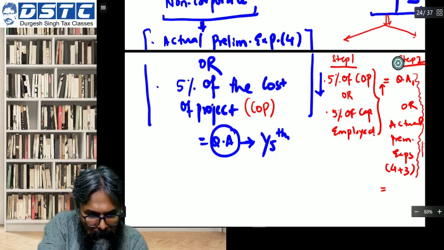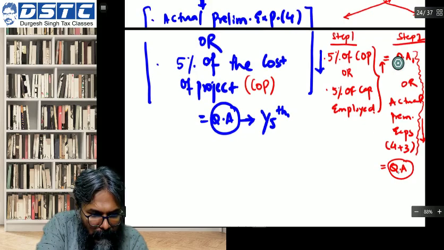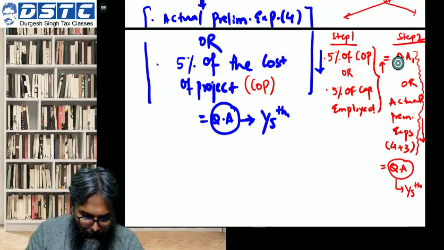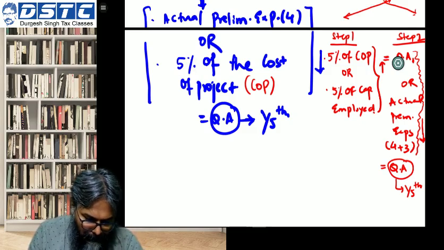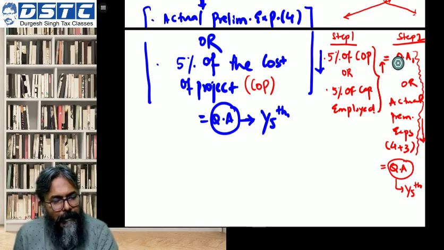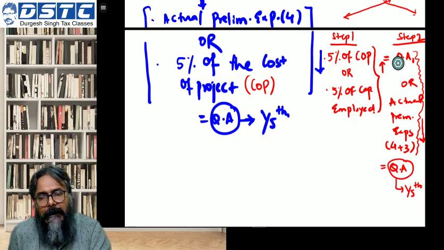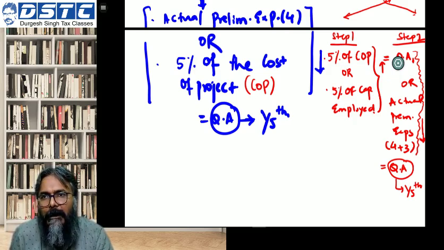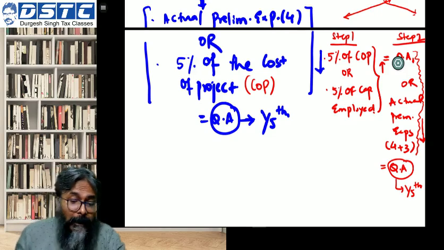Whichever is the lower amount will be the qualifying amount of this 1/5. So step 1, for a company, 5% of the cost of project will be compared with 5% of the capital employed, and you will take here the higher amount. In step 1, students, for a company you will take first the higher amount, and that will give you the qualifying amount 1.